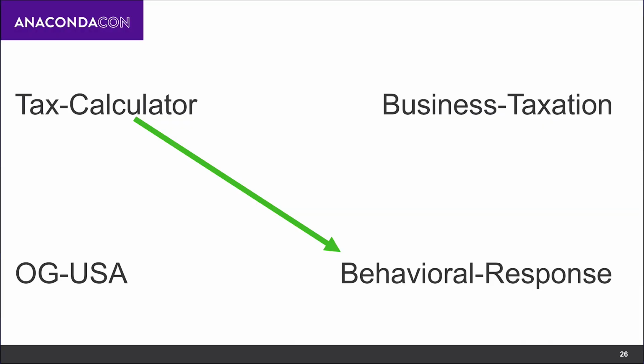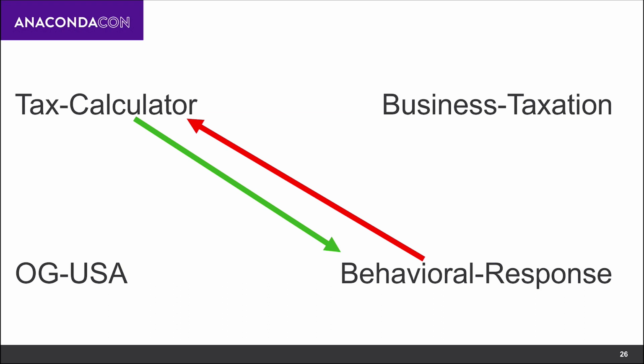But you start with Tax Calculator and Behavioral Response. And Tax Calculator is going to pass some information to Behavioral Response. Behavioral Response is then going to do some more of its calculations, feed some information back to Tax Calculator if you want, use a lot of Tax Calculator's functionalities, and there's going to be a nice little feedback loop there.